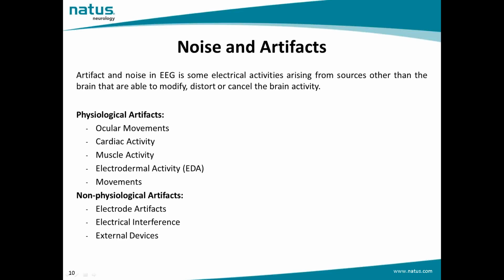We can group artifacts in two main families: physiological artifacts and non-physiological artifacts. In the first group, we find all the artifacts generated by and coming from different parts of our body, and we can distinguish artifacts related to ocular movement, cardiac activity, muscle activity, electrodermal activity, and movements. Whereas in the second group, we find all the artifacts that arise from outside the body, and we will see artifacts generated by electrodes, electrical interference, and external devices.